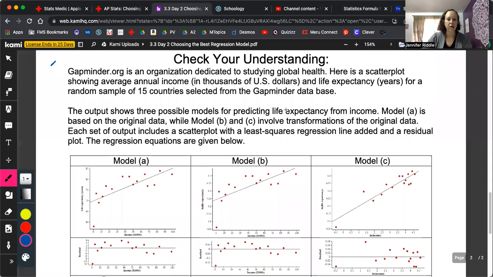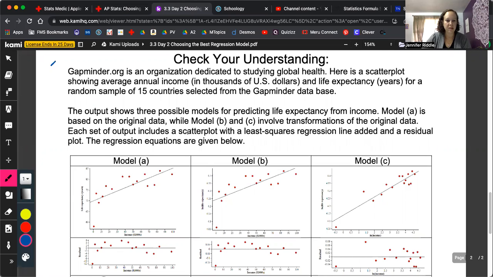All right, so let's go over the check your understanding for today. It says gapminder.org is an organization dedicated to studying global health. Here's a scatter plot showing the average annual income in thousands of US dollars and life expectancy in years for a random sample of 15 countries selected from the Gapminder database. The output shows three possible models for predicting life expectancy from income.